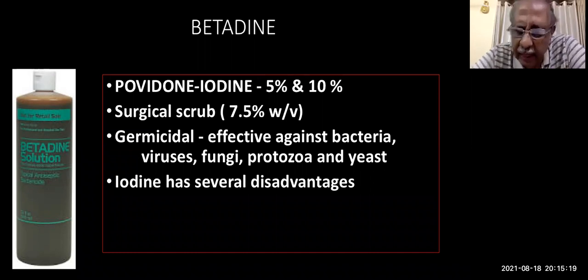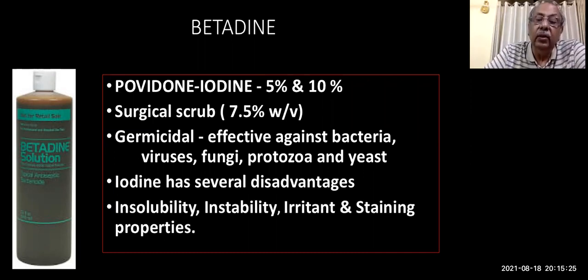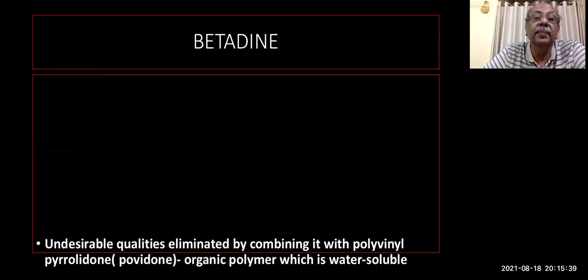Iodine has got several disadvantages. Previously, it was iodine that was used for this purpose. It has several disadvantages, mainly insolubility, instability, and irritant and staining properties. Four things: it was unstable, it was not soluble, it was irritant, and it had staining properties.